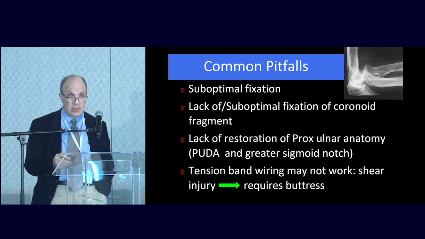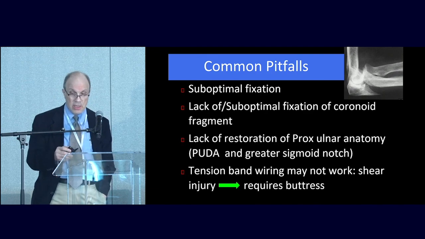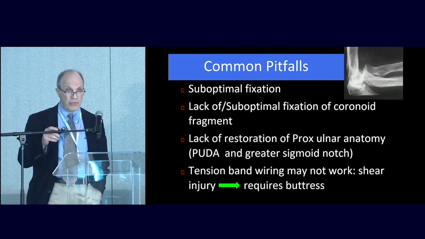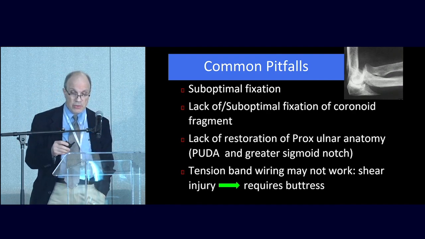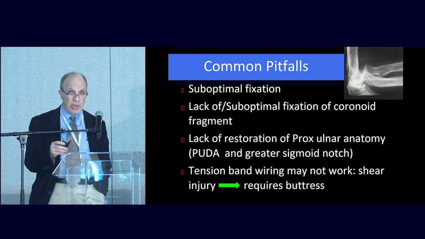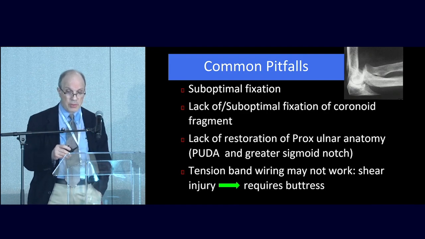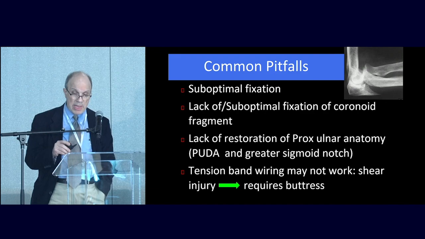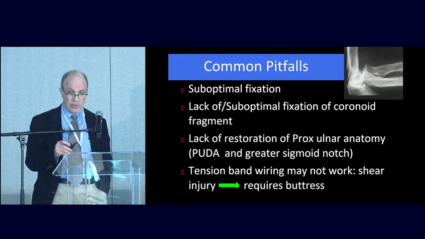Common pitfalls in this injury are suboptimal fixation, basically not fixing the coronoid especially. Either you don't recognize where the coronoid fracture is or you don't fix the coronoid very well and it escapes. Or lack of restoration of the proximal ulnar anatomy, the PUDA that I mentioned. Again, not everybody has a significant angle, but if they have, and you make them more straight, it's going to cause a problem in other parts of the elbow joint. And tension band wiring may not work because there's a shear injury; I think it requires a buttress with a plate. Thank you.